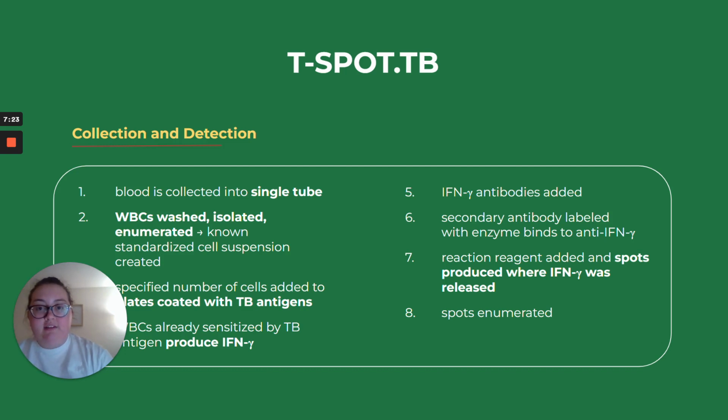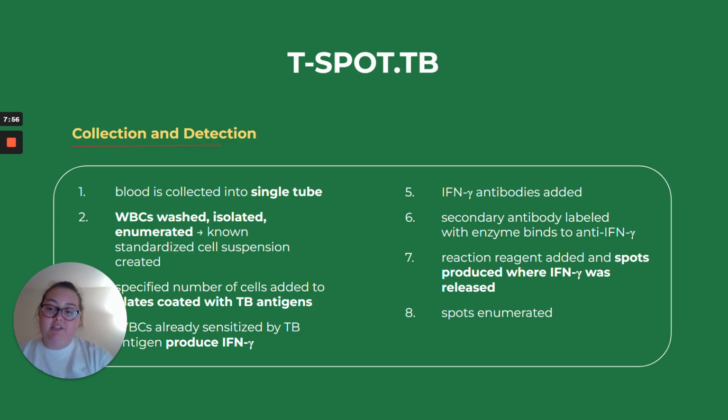So similarly, the TB spot TB test will again measure the interferon gamma produced by patients' white blood cells. However, it is done a little bit differently. The blood is collected into a single tube, and white blood cells are collected from the buffy coat. Those cells are washed, isolated, and enumerated, and then a known standardized cell suspension is going to be created. The specified number of cells are going to be added to plates that are coated with TB antigens.